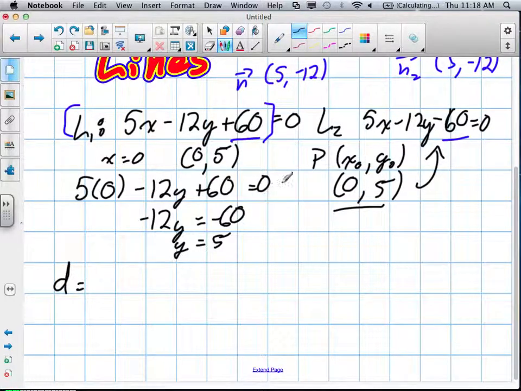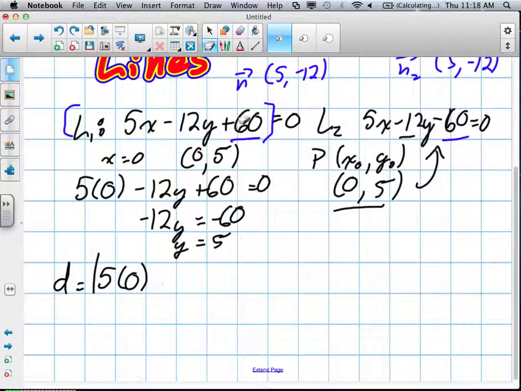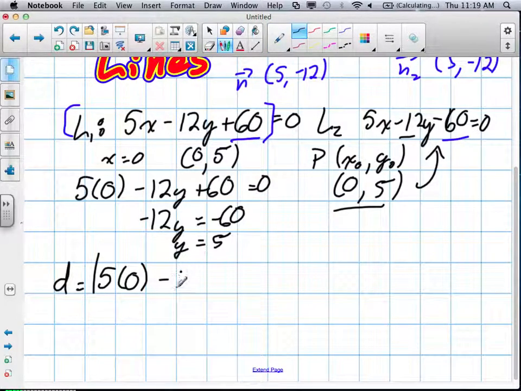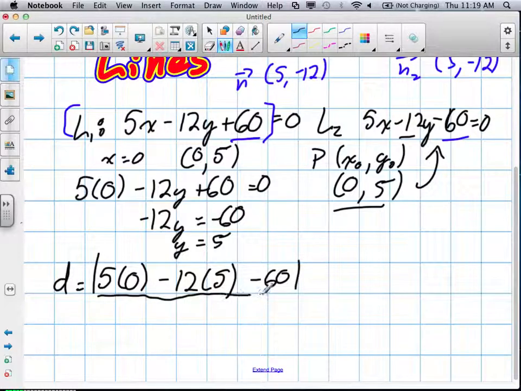Our distance is a times x naught. So that would be 5 times 0, absolute value, plus b, which is negative 12. So we're going to subtract. Negative 12 times y naught, which is 5, plus c, which is negative 60. That's our absolute value. And remember, we're using the other line. All over the root of 5 squared plus negative 12 squared.